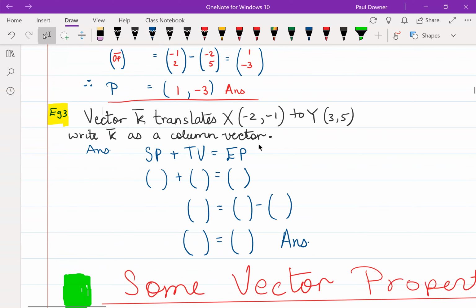If you have to write a vector, that would be a column vector, which would be vertical components. So let's see what we have here. We have vector K translates the point X to the point Y. Write K as a column vector. The common thing in all of them is that we're using the same starting formula, right? Start point plus translation vector equals end point. So our start point here is going to be X because it's translating X. And we are using K to do that. And we're going to end up with our end point, right? Which is Y.